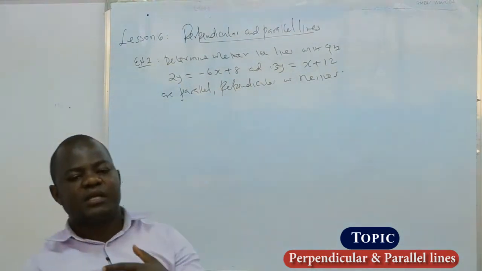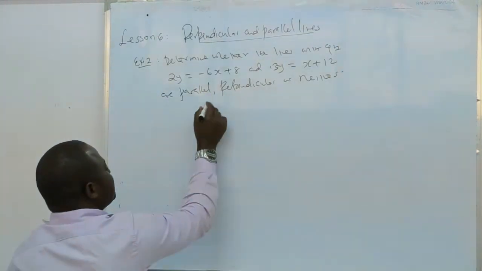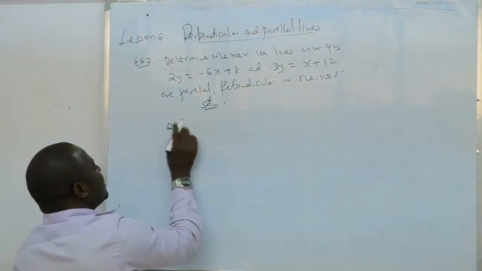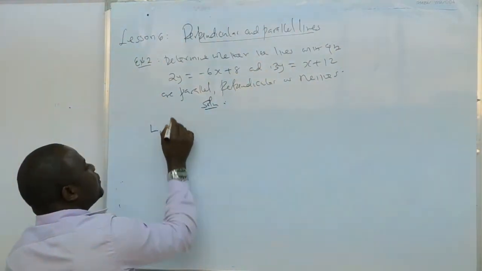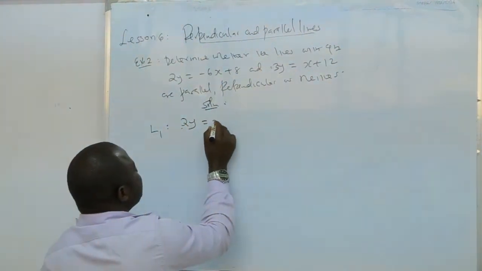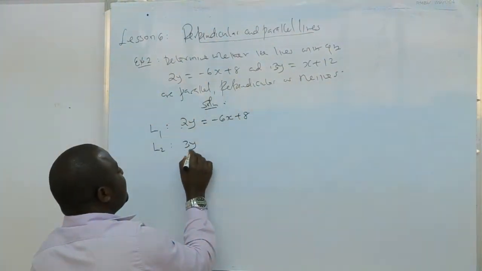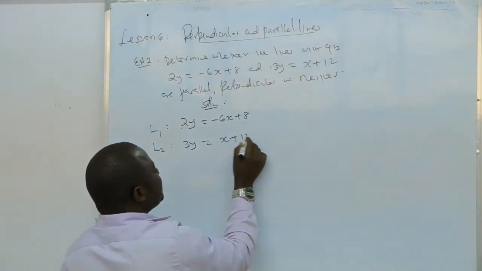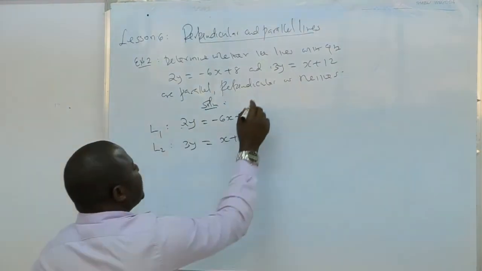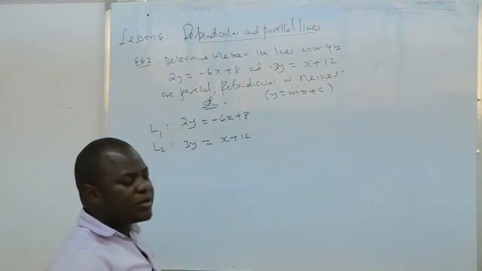So what do we do? That's just as simple. We still use the same concept. Solution: these are the lines. We call this line L1, which has the equation 2y = -6x + 8, and L2, which has the equation 3y = x + 12. But these two lines are not directly written in the form y = mx + c. So let us transform them.